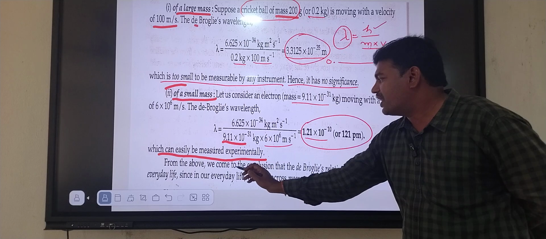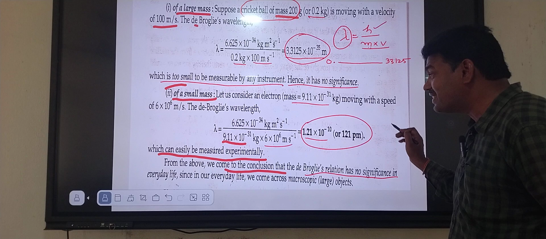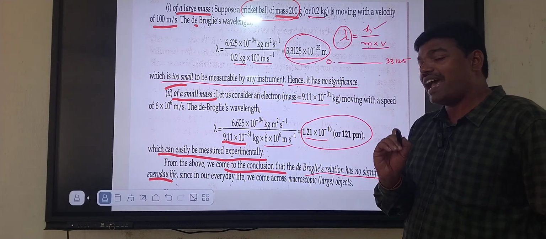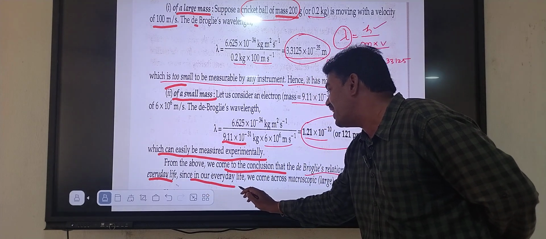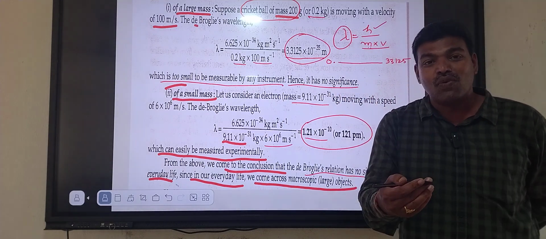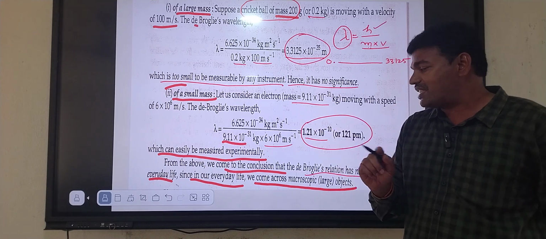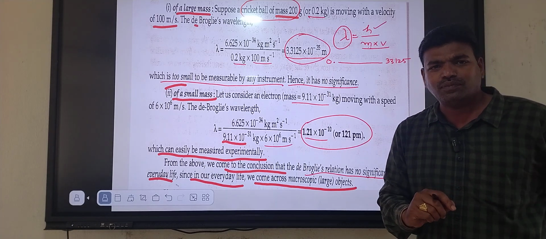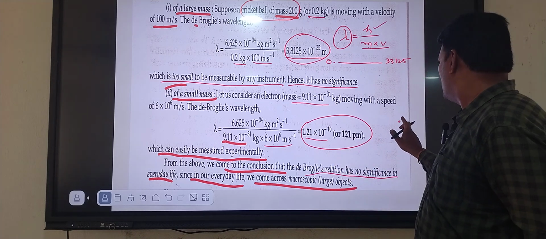Therefore, from the above, we come to the conclusion that de Broglie's relation has no significance in everyday life, since in our everyday life we come across macroscopic objects; in our daily life we are concerned with macro objects. That's why de Broglie's hypothesis has no significance in our daily life. Then we shall go further.